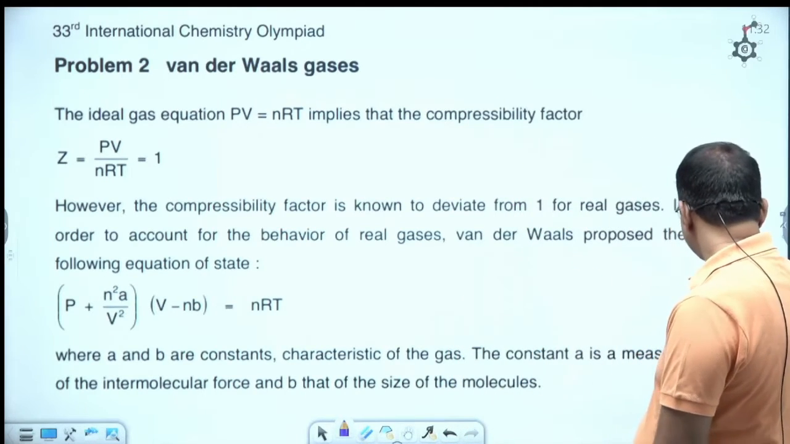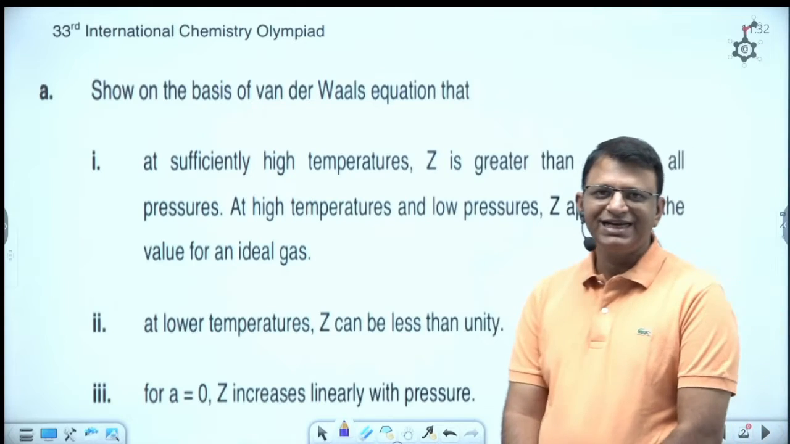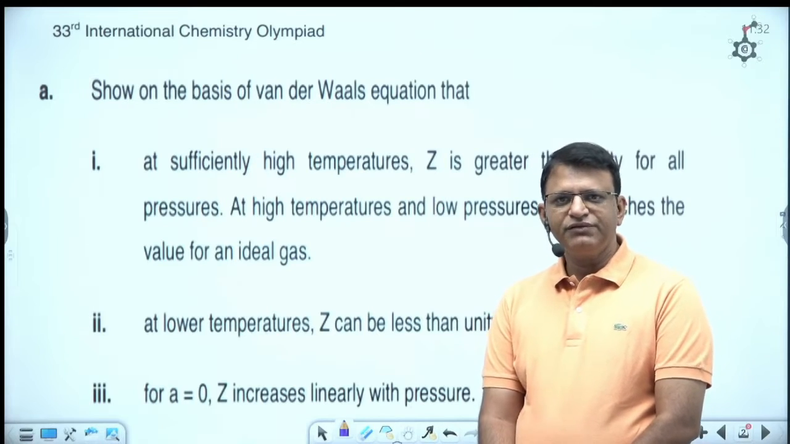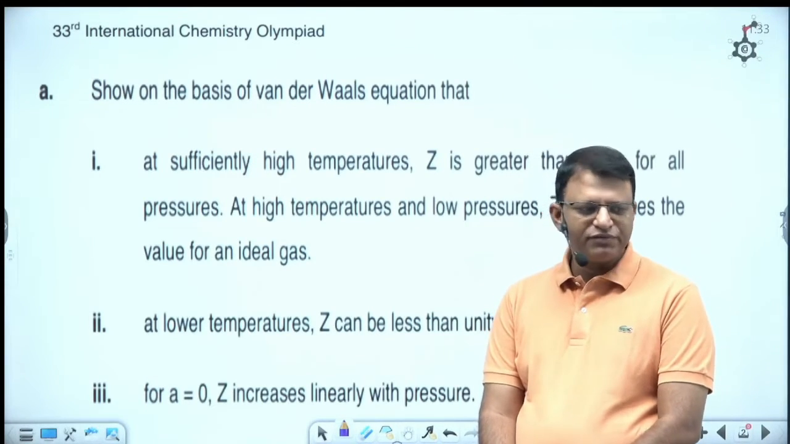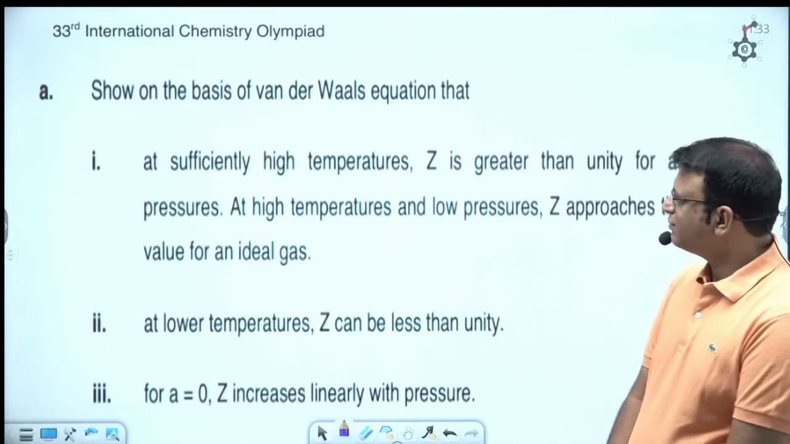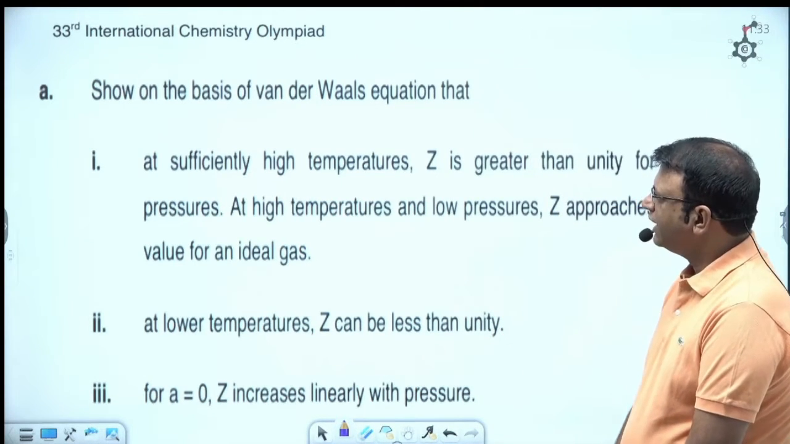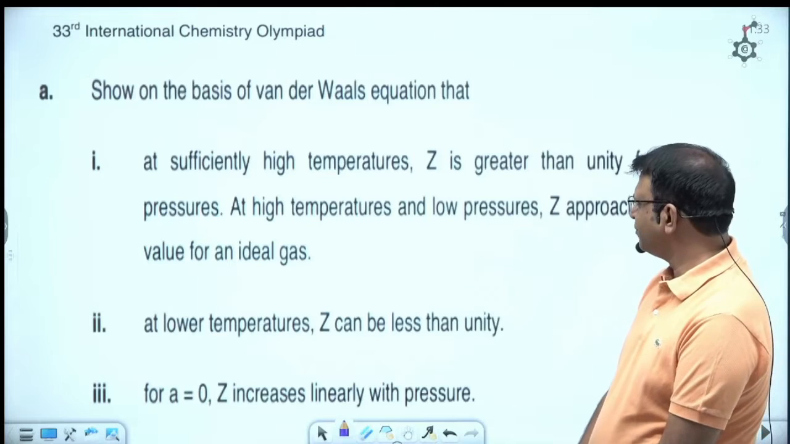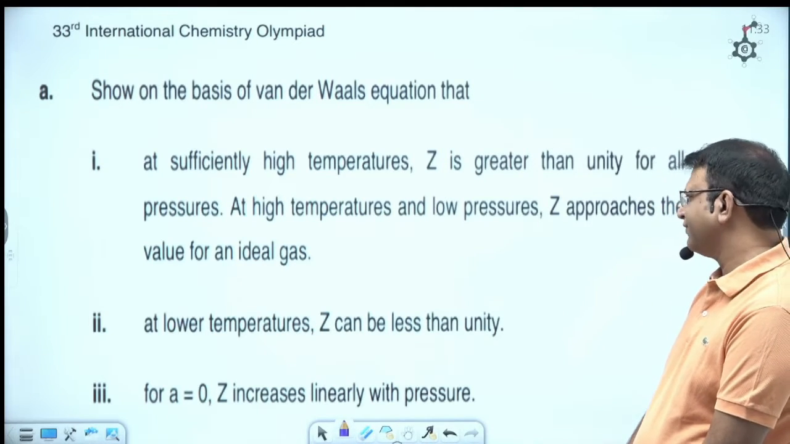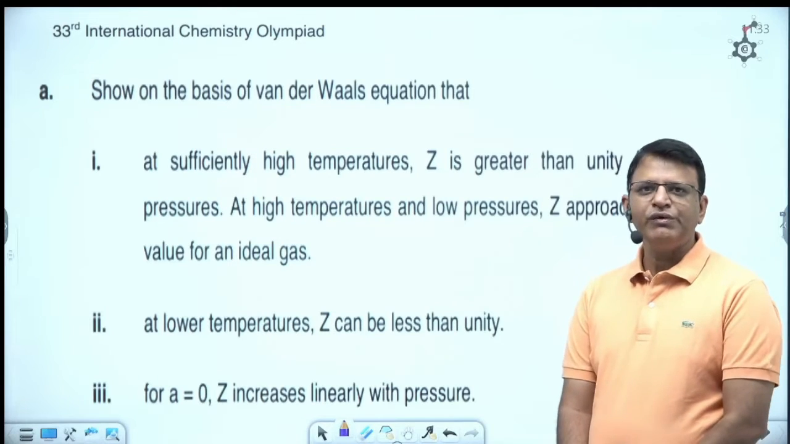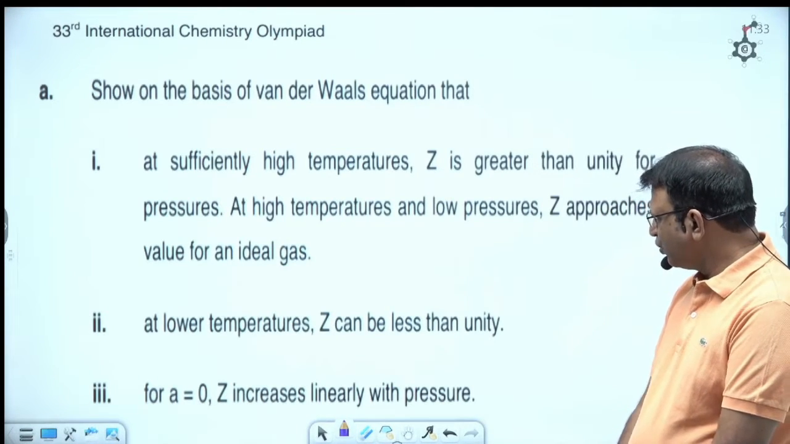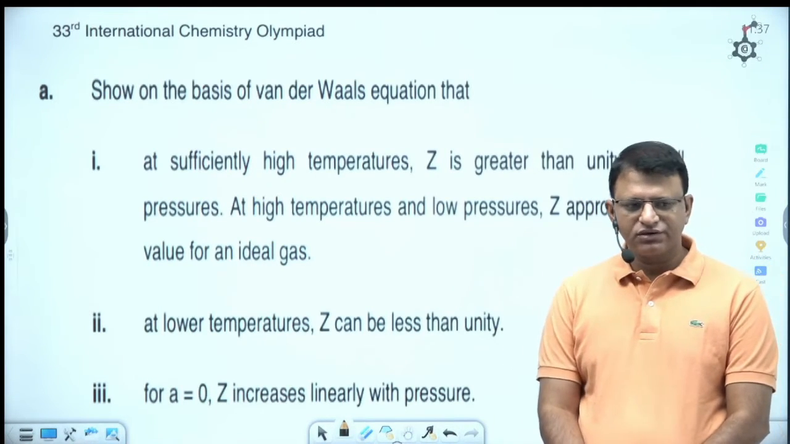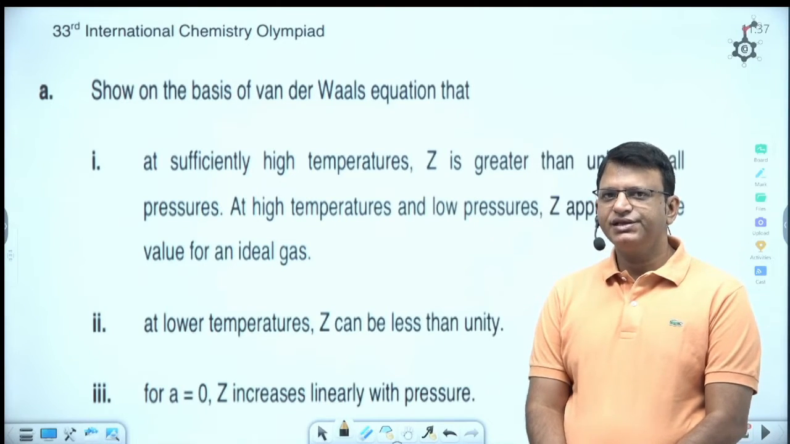So coming to the first part of the problem, it has 3 parts. So I'm going through these problems and then one by one we are going to solve it. So let me go through all the 5 parts of the problem. So the first part is show on the basis of van der Waals equation that at sufficiently high temperatures Z is greater than unity for all pressures. At high temperature and low pressure Z approaches the value of an ideal gas, means Z is equal to 1. Then the second part is at lower temperature Z can be less than unity, and the third part for A is equal to 0, Z increases linearly with pressure.